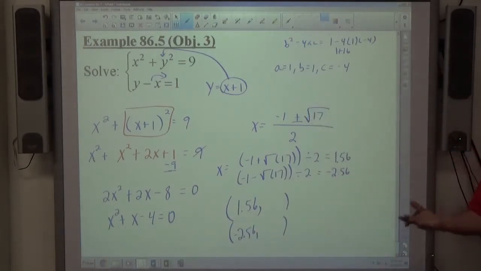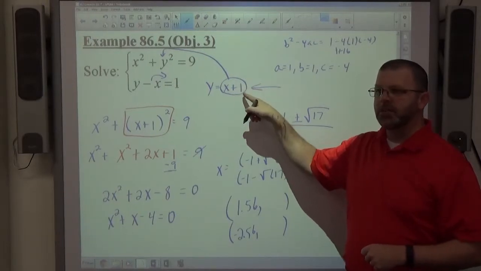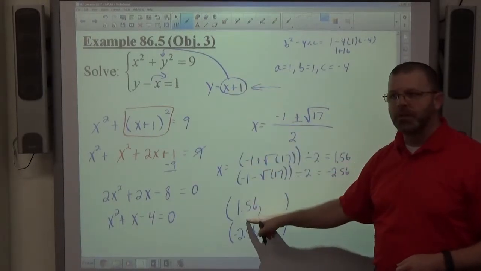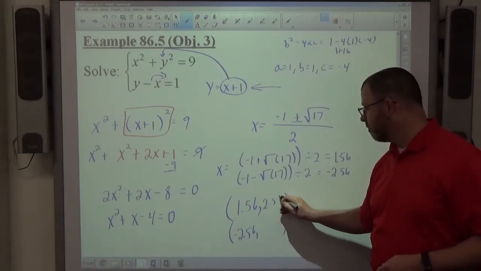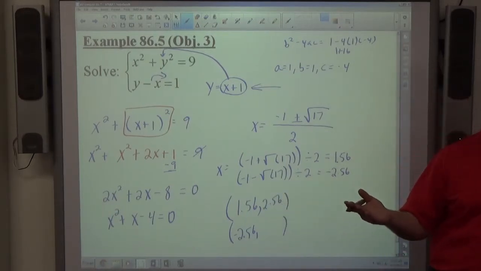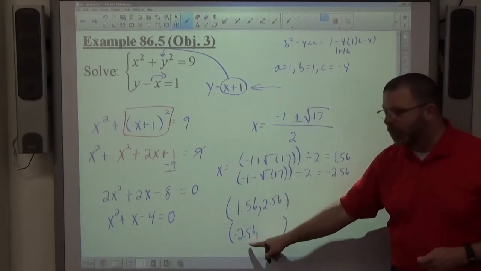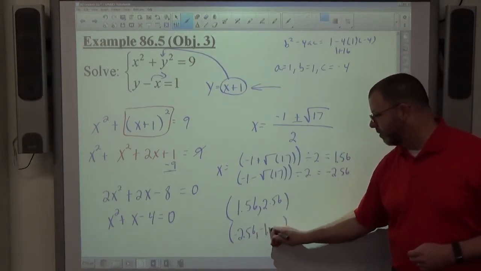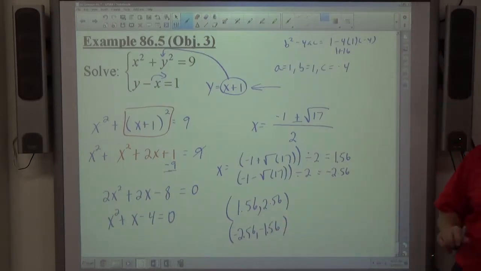Okay, again, you get two answers for x. Those are the x coordinates for your answers. The y coordinates are found using this fact. We're supposed to add 1 to whatever x is, right? X is 1.56, what's y? 2.56, right? By all means, if it's just plus 1, I believe you can add 1 in your head. I don't need you to have it written down in your paper. All right, negative 2.56 plus 1 is negative 1.56. I will believe that you did that in your head. You don't have to show your work on that.